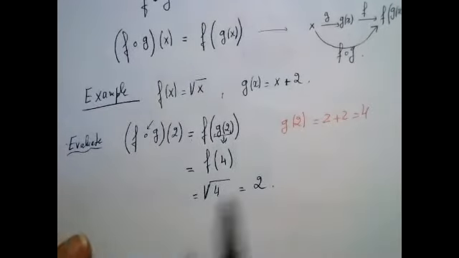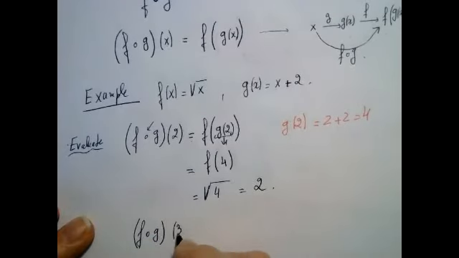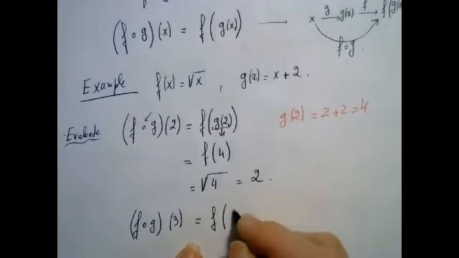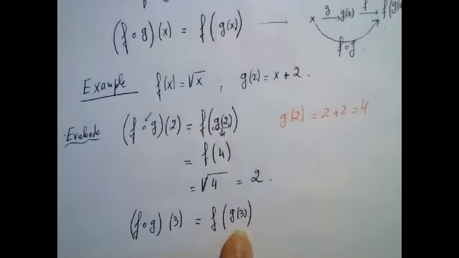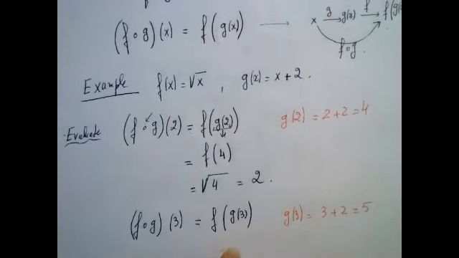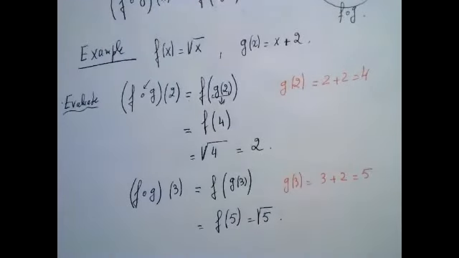So let me give you another example. Evaluate f composed with g of 3. Again, it's f of g of 3. So I find g of 3, and then I find f of it. So g of 3 is 3 plus 2, which is 5. So this is going to become f of 5, which is the square root of 5. So that's really the definition of this new function that's called the composition of f and g.